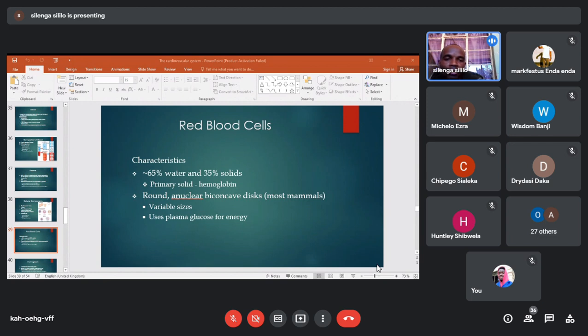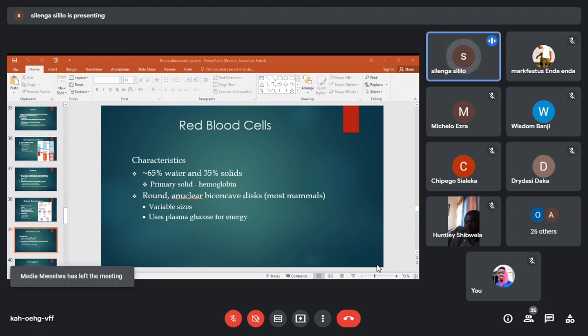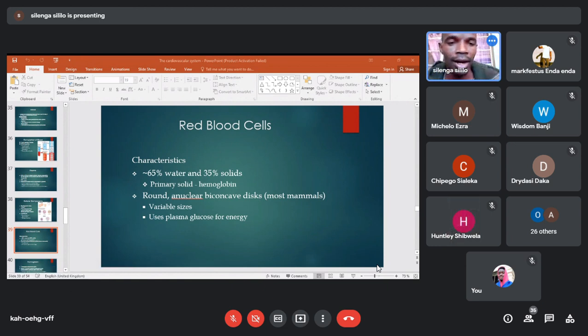Interestingly, the characteristics of red blood cells: they are composed of 75% water and 25% solids. The primary solid in red blood cells is hemoglobin. This hemoglobin is a protein, made up of heme and globin together, forming the protein that makes up the solid.